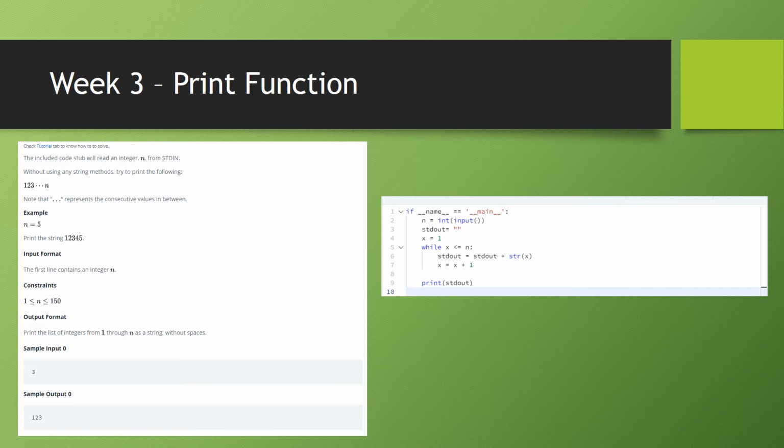Hold on, let me just look at my code real quick. Oh, I see what it says. Sorry. You just add the new number to the end of stdout. So it runs through the first time, it'll just be 1, second time 1, 2, third time 1, 2, 3, and then we take that variable and print it at the end. Not a whole lot to that one.